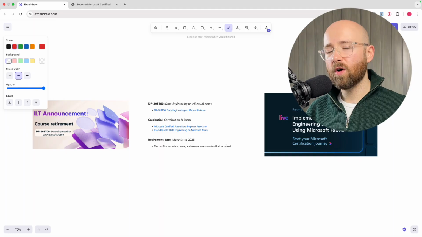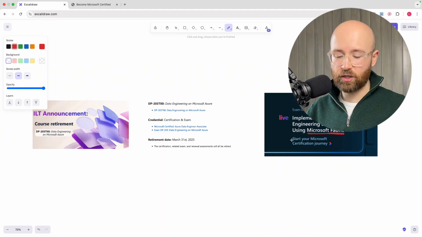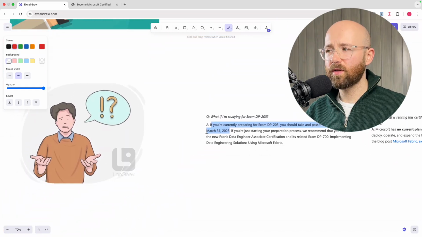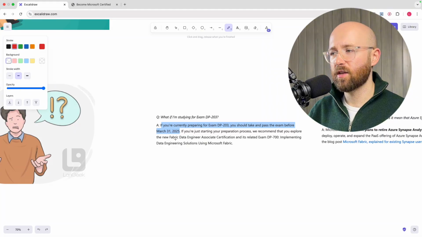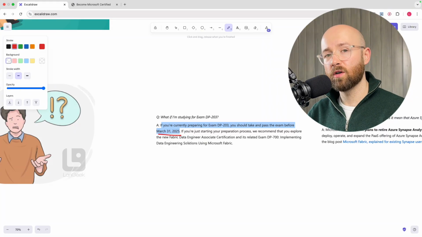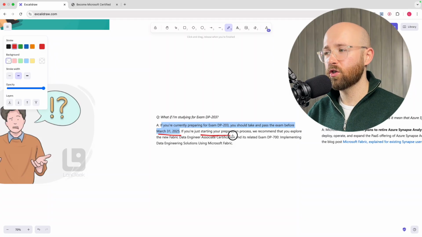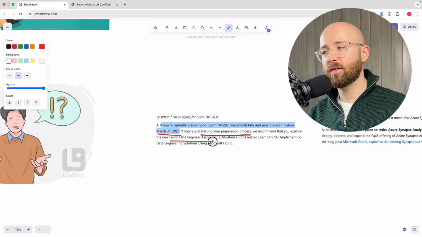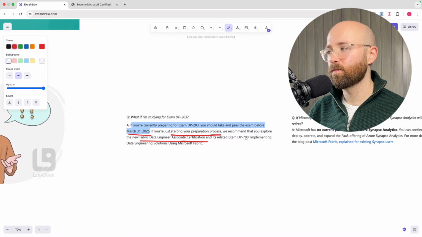Now, what are they going to do instead? They're going to release a Microsoft Fabric Data Engineer certification. So what does this mean for you? Well, if you're currently studying for the data engineering certification, then you have until March 31st to get it or to renew it. They do advise if you are just starting the prep, so you're just starting to learn Azure Data Engineering, look instead at Fabric. We'll get to what Fabric entails soon.